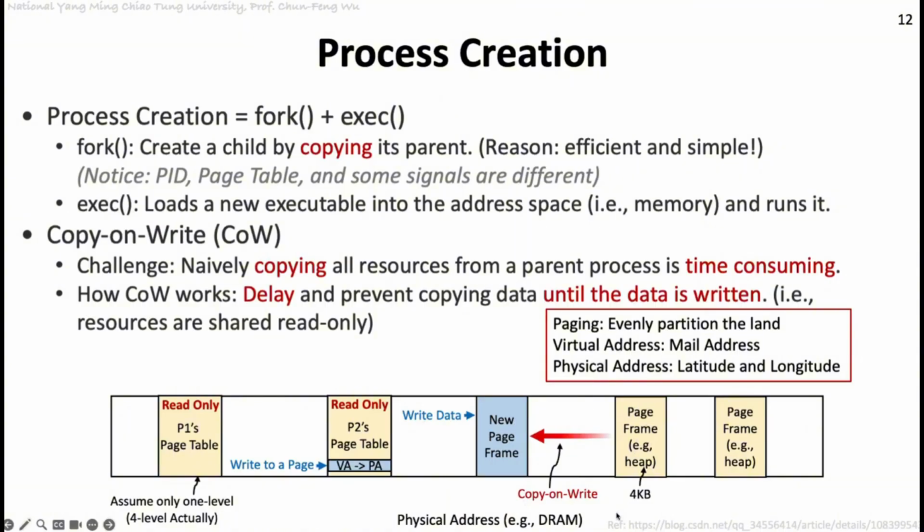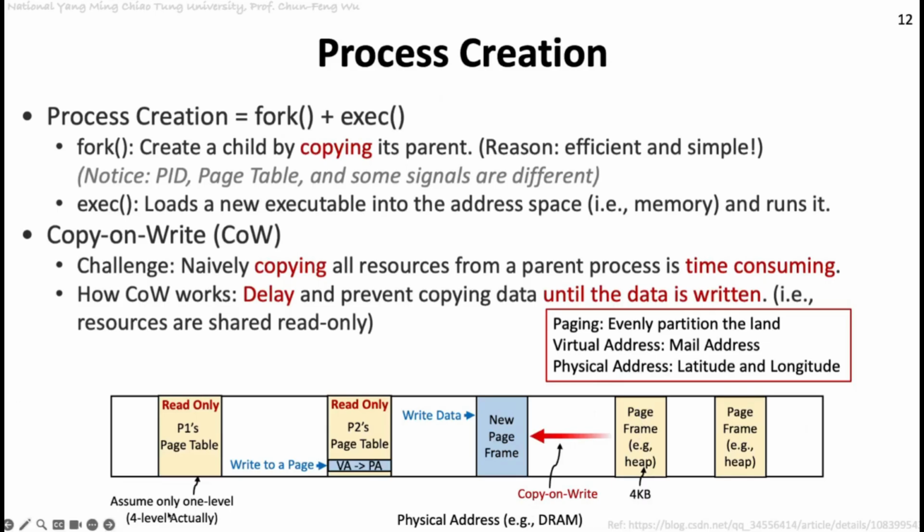So if this is the last frame and there is no one to share with, then you can just directly modify it. But if the counter becomes 2 or even more than 2, then we will copy out a new page and modify the new page. Okay, so this is the concept of copy on write. And I think it's on the same page.